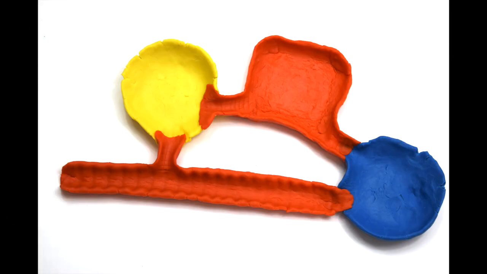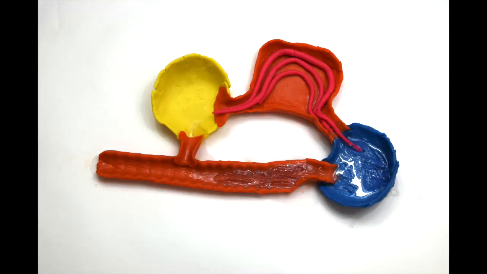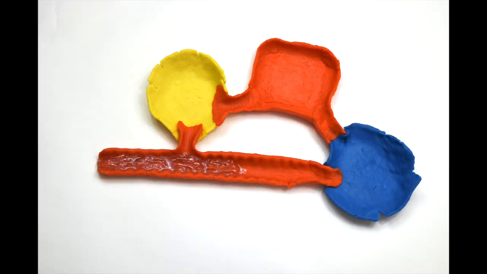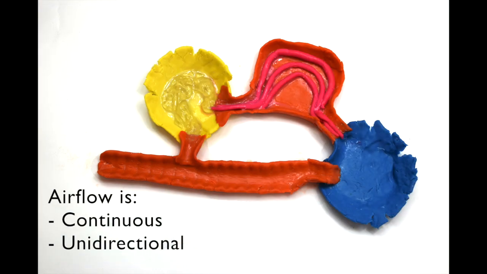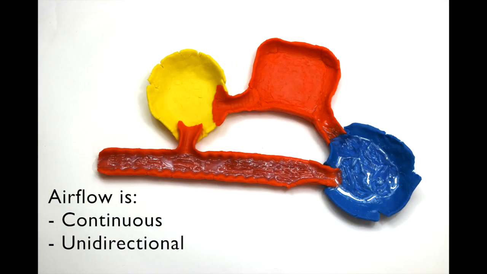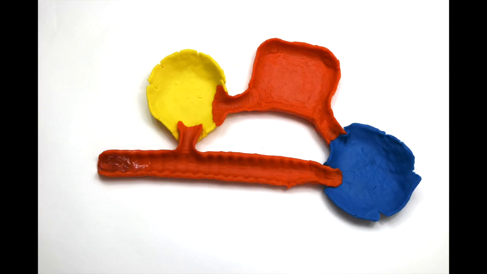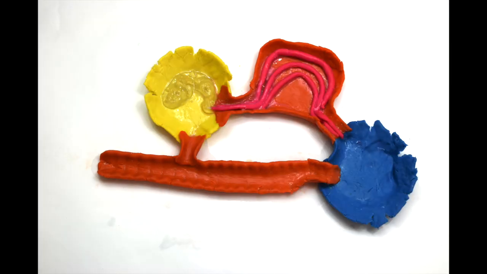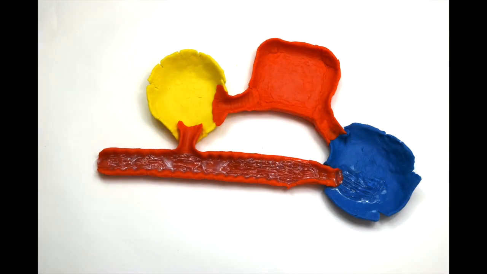To summarise, if we watch the sequence of airflow altogether, you can see that this system creates continuous and unidirectional airflow through the lungs. This means the lungs are constantly fed with fresh, oxygen-rich air, resulting in highly efficient gas exchange in the parabronchial lung.